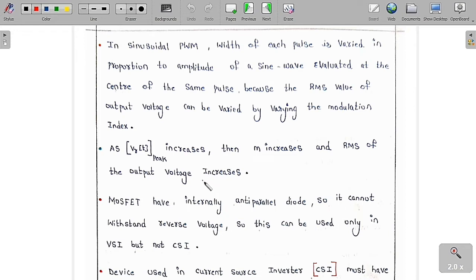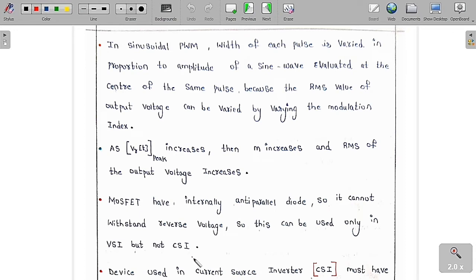Meaning of this one: power MOSFETs have an internal anti-parallel diode, so they cannot withstand reverse voltage. So they can be used only in a voltage source inverter, but not in a current source inverter. If you want to use it in a current source inverter, there are no anti-parallel diodes.